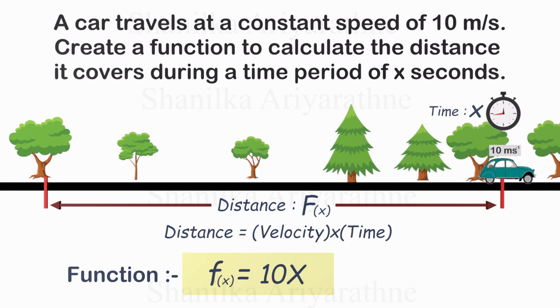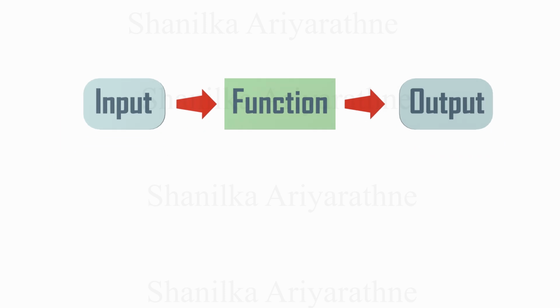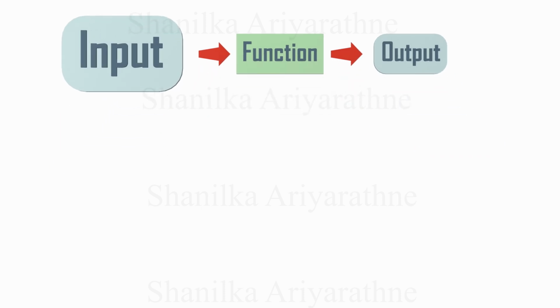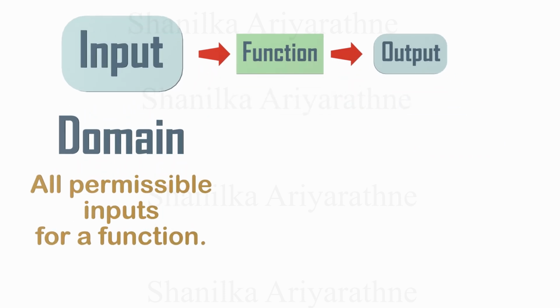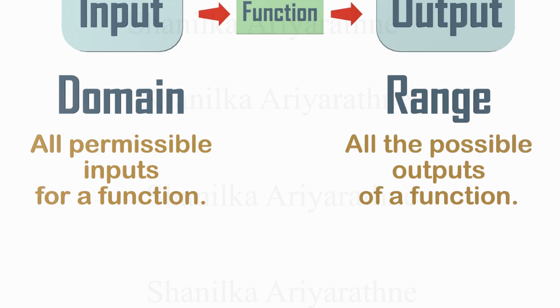Now, let's dive into the concepts of domain and range. A function takes inputs, processes them, and gives us the outputs. The domain of a function simply tells us which values we're allowed to use as inputs. On the other hand, the range of a function shows us all the possible values it can give us as outputs. We write the domain and range using interval notation or set notation.